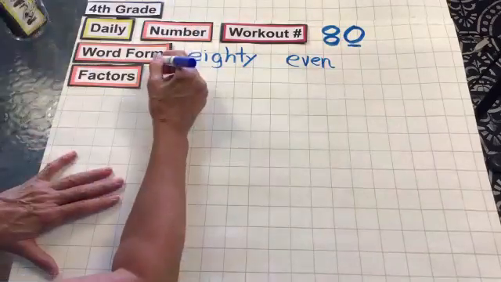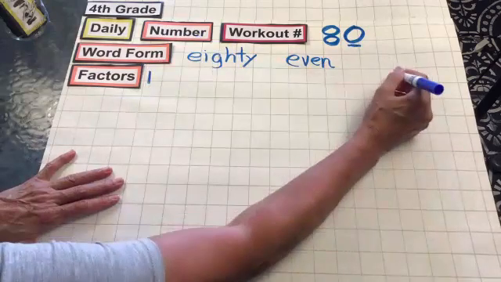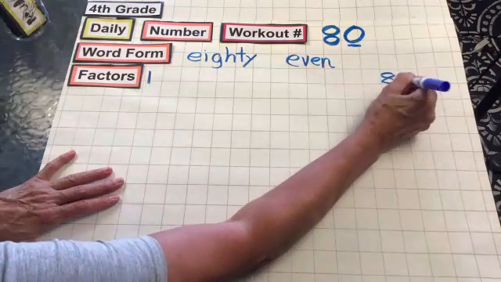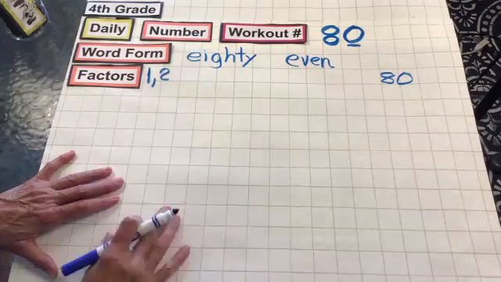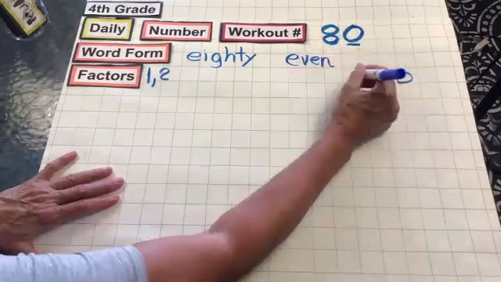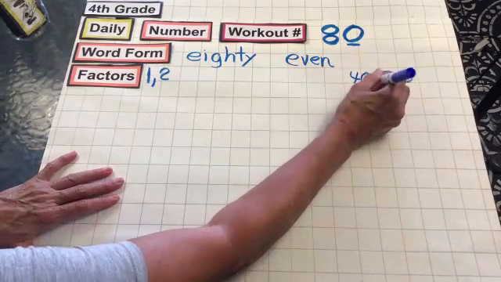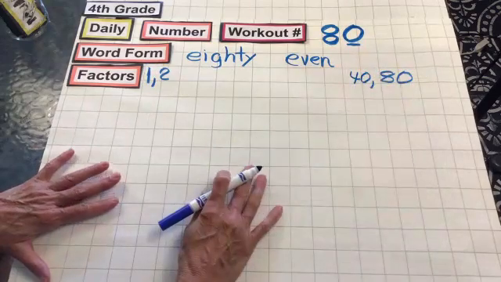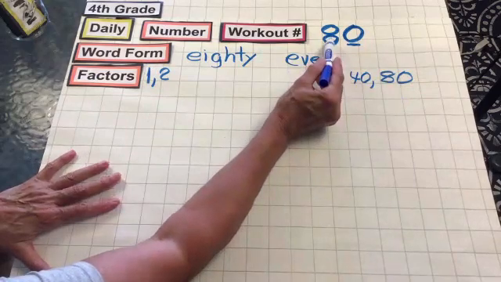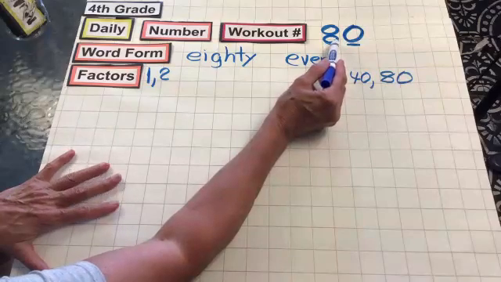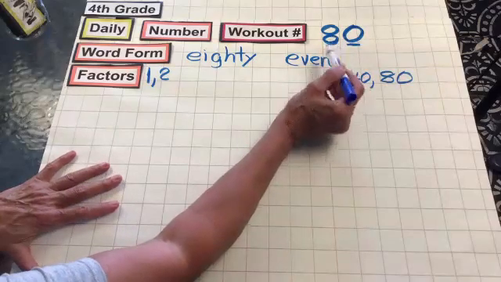So our factors of 80 is 1 times 80. 2 goes in because it's even, and 2 goes into 8 4 times, so it's 2 times 40. 40 plus 40 is 80. 3 does not go in because 3 goes into 8 2 times, and that would leave 2 left over. Anyways, 3 doesn't go in.